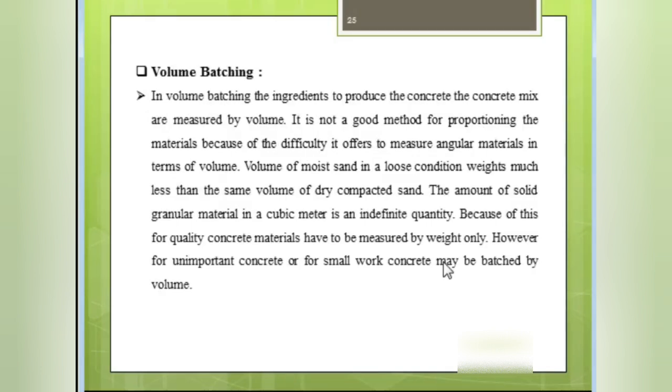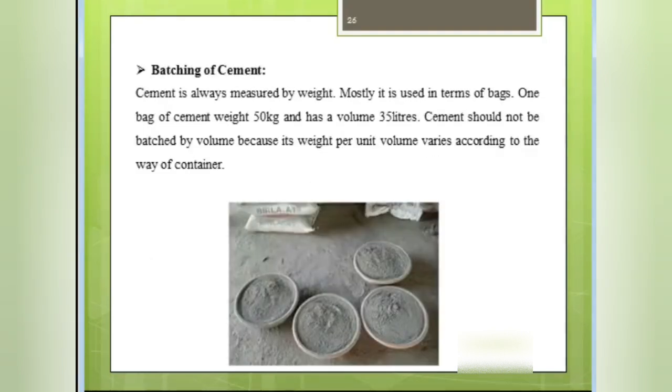So what is volume batching? In volume batching, the ingredients to produce the concrete mix are measured by volume. By weight we can measure on the weighing balance, and by volume they have one particular form, of particular size and shape. I will show you that figure. We call it gamela in the local language.